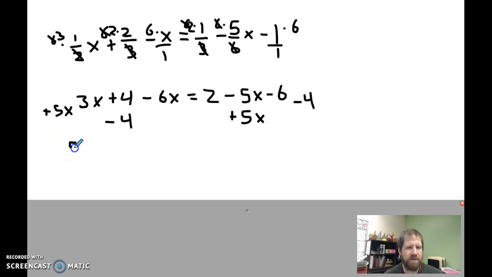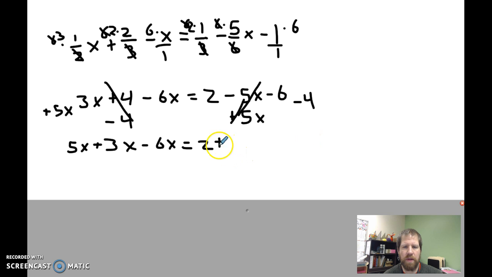So over here I've got 5x plus 3x minus 6x is equal to 2, plus, not 5. This is why it helps to cross those out so you don't make mistakes. 2, I've got a minus 6 and a minus 4.